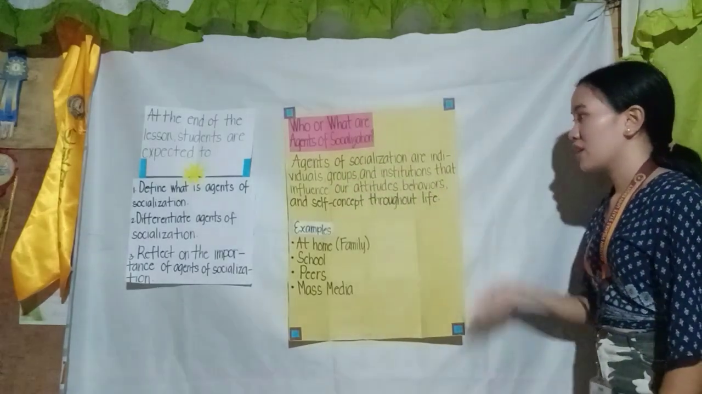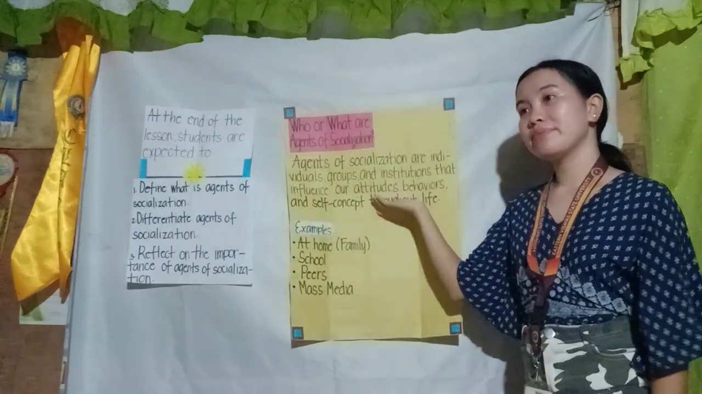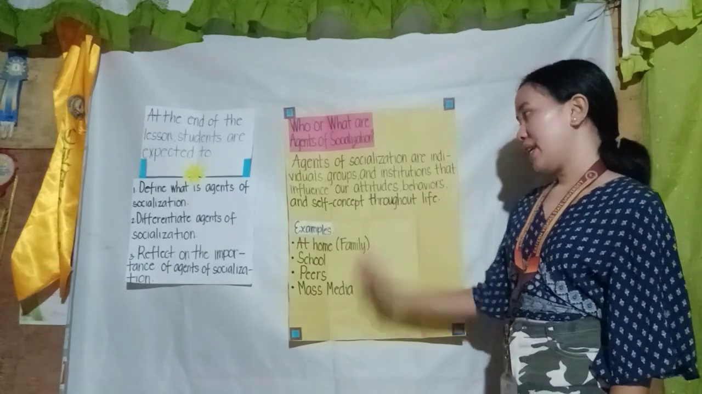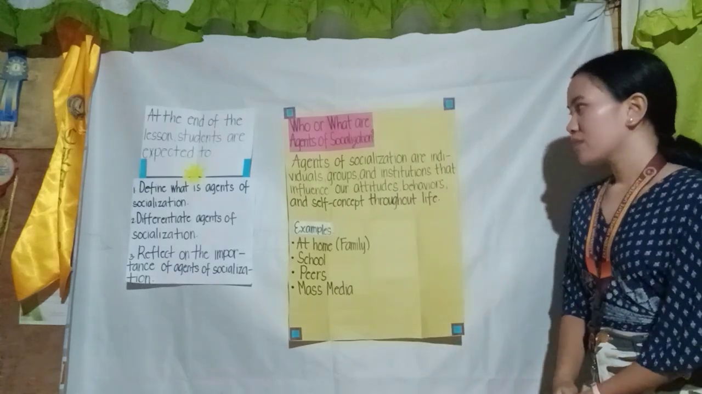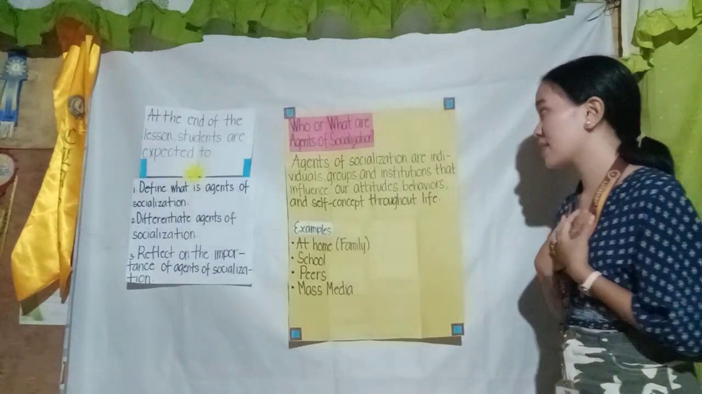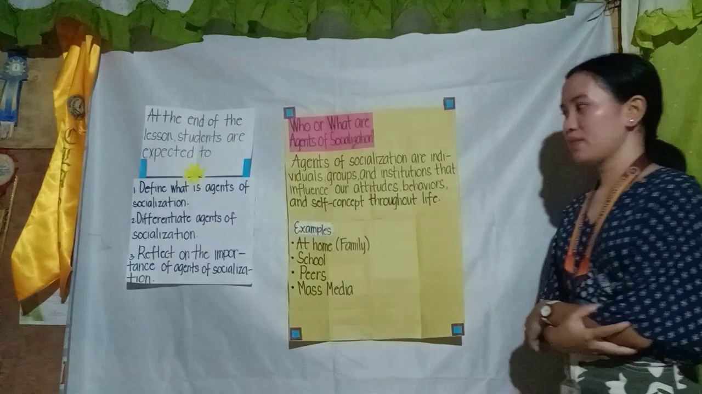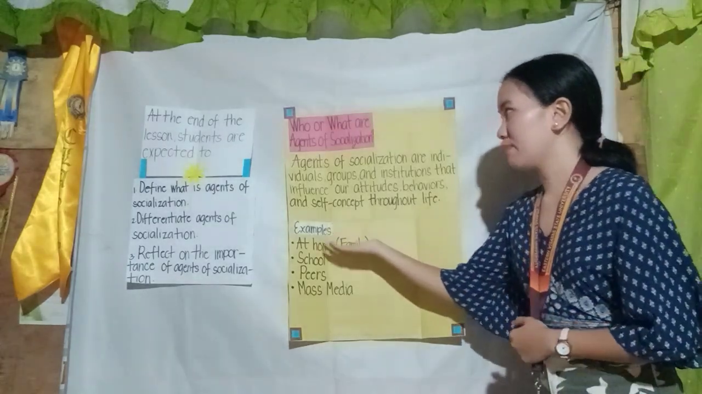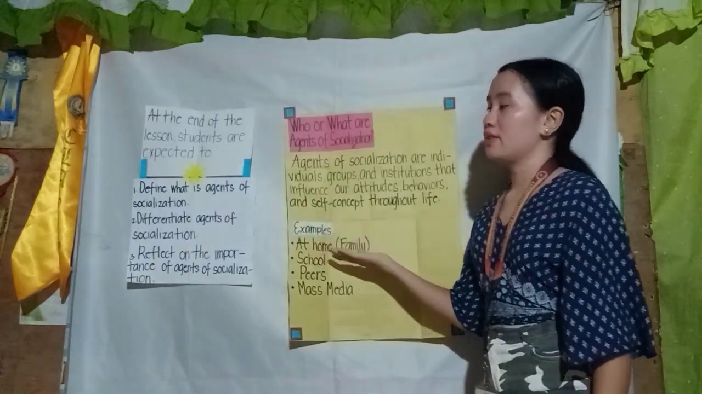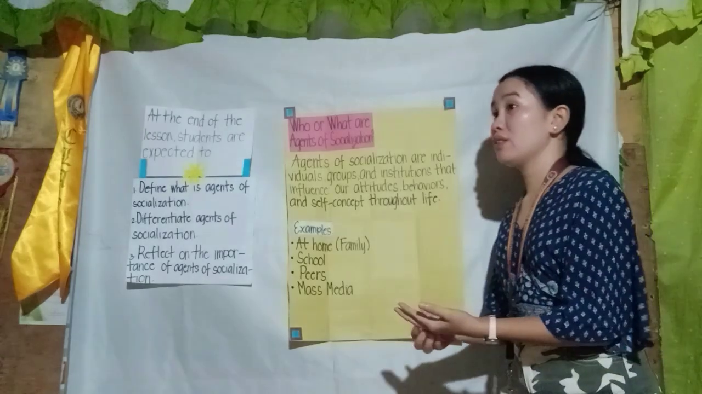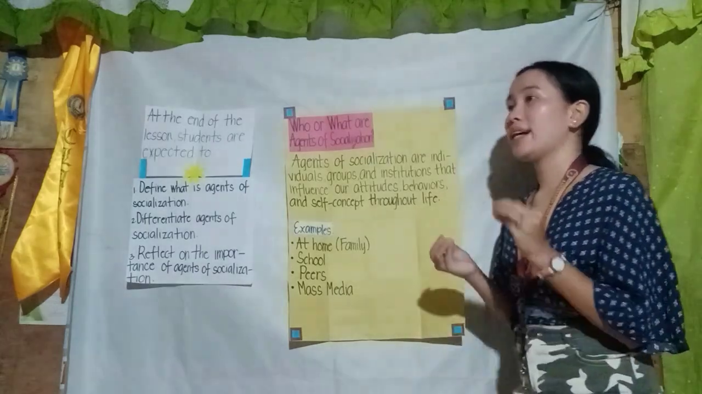Agents of socialization are individuals, groups, and institutions that influence our attitudes, behaviors, and self-concept throughout life. So, agents of socialization influence our attitudes, behaviors, and self-concept. So, here are some examples of agents of socialization. The first one is home or family. We all know that our family teaches us good morals or good attitude.